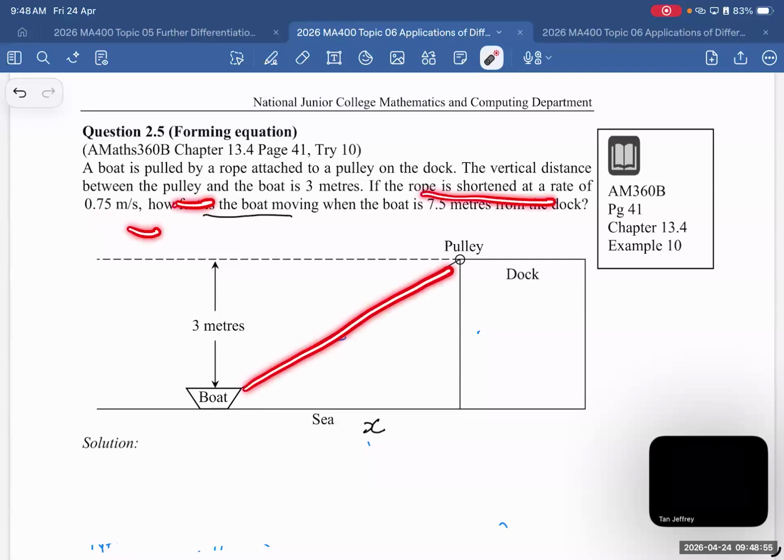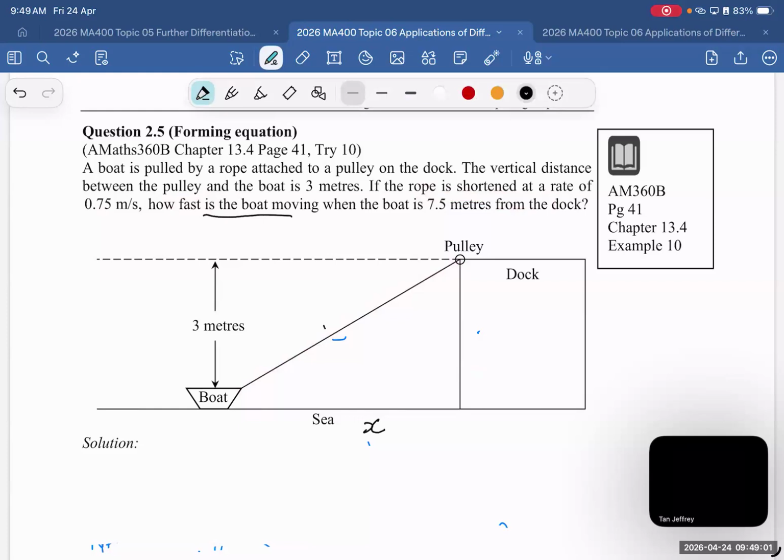About y. This is the rope. The rope is here. Okay, so this is the rope. Let's call this y, and this is referring to dy/dt. dy/dt is negative 0.75. What does the question want? The question wants dx/dt.